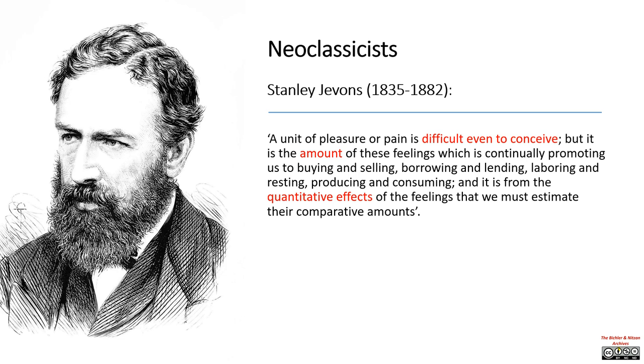This last bit is particularly important because it inverts the order. Recall that according to the neoclassicist, the quantity of utility is supposed to explain our actions. But here, Jevons goes in reverse. He uses our actions in order to estimate the quantity of utility.